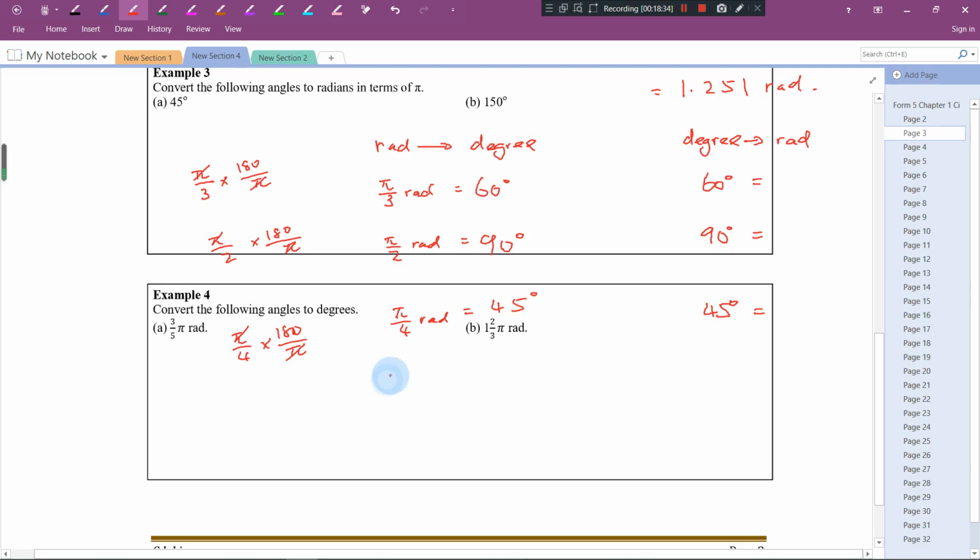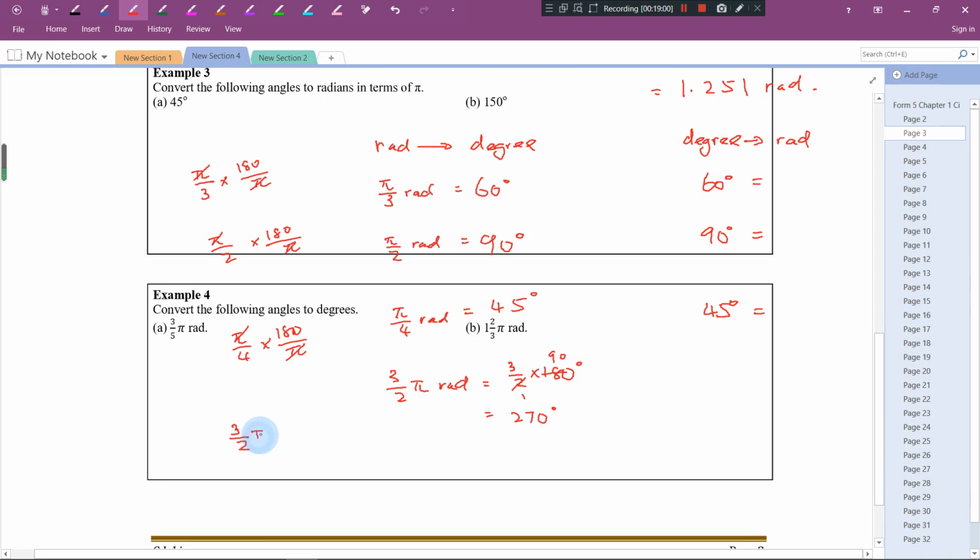Okay, how about we try one more? How about we have 3 over 2 pi radian. So you can do it this way. If you don't want, you can just think this way. 3 over 2 times 180. Okay, so this cancels up. 270 degree. Okay, let's check. Correct or not? That's the answer.